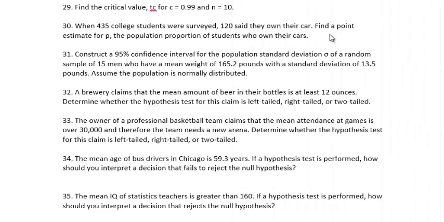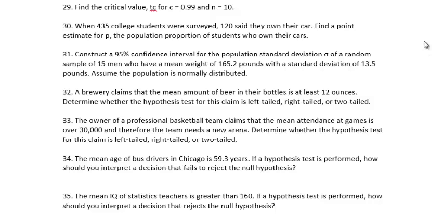Okay, 31. Construct a 95% confidence interval. Again, this one's going to be a little more complex, kind of like question number 28. 95% confidence interval for the population standard deviation of a random sample of 15 men who have a mean weight of 165.2 pounds and a standard deviation of 13.5 pounds. Assume that the population is normally distributed, which means we're going to use the z-table, even though normally when you have 15, you'd use the t-table. Here the question specifically tells you to assume a normal distribution, so we are going to use the z-table. So let's go ahead and do that.